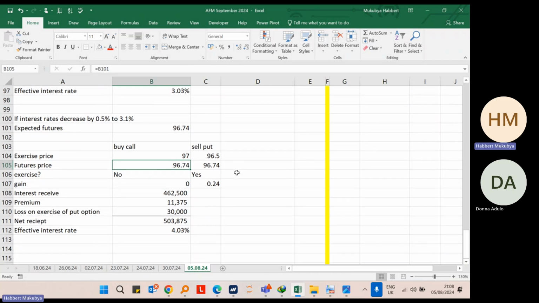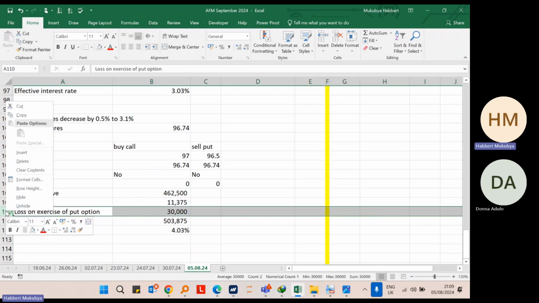So in this case, if you could buy at 97 using the option, but the future price is 96, you don't exercise again for the buy in the call option. But for the put options, if the put option helps you to sell at 96.5 and the future price is 96.74, again you also don't exercise, which means that there's no gain for both cases.